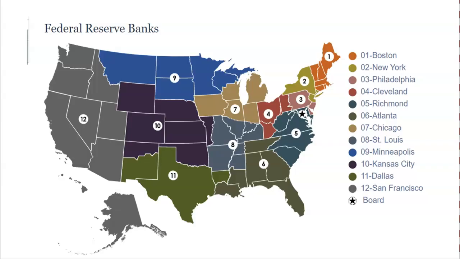In California, we're in region 12. Our bank is in San Francisco. The Federal Reserve Bank is in San Francisco. So if this is interesting to you, you might want to work at the Federal Reserve. You can go up to San Francisco and do so.